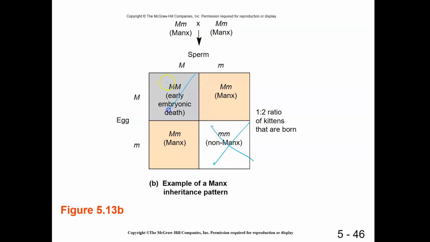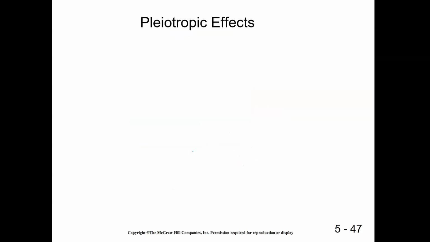So big M also gives you early embryonic death, because in this particular case, I'm sorry, I was wrong. My bad. Manx is a dominant effect. Big M kills the individual. Heterozygous survives, and homozygous recessive is okay. This is a long tail or a normal tail, okay? I am sorry, I was thinking of another disease. And this is Manx and Manx.